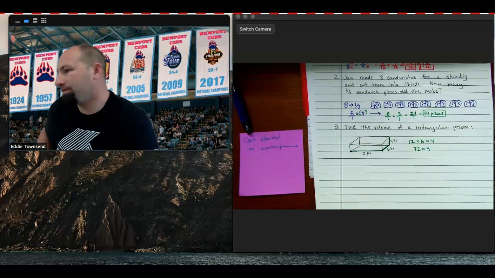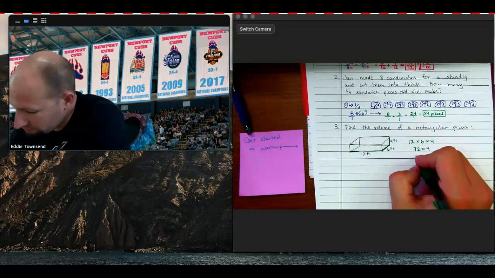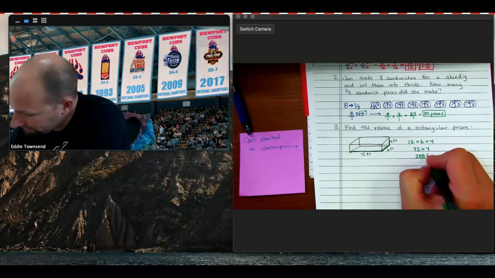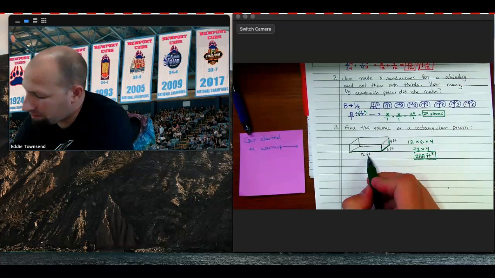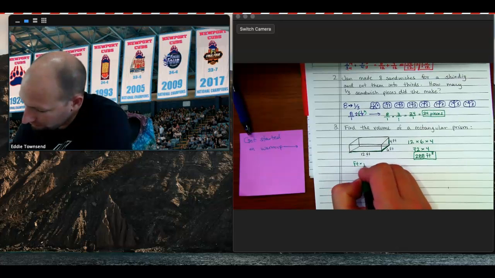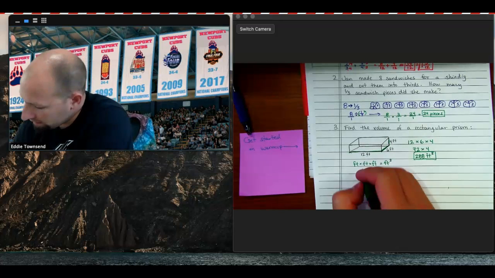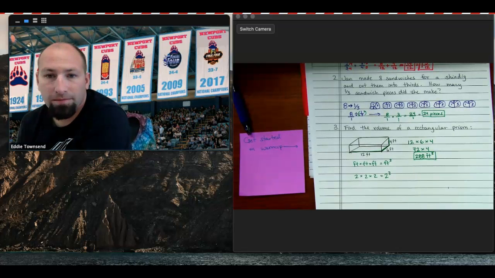70 times 4. Well, 70 times 2 is 144. 70 times 4 is 288 feet cubed. The reason, because you cube it, you go feet times feet times feet, which is feet cubed. Just like 2 times 2 times 2 would equal 2 cubed. Same concept. Okay?